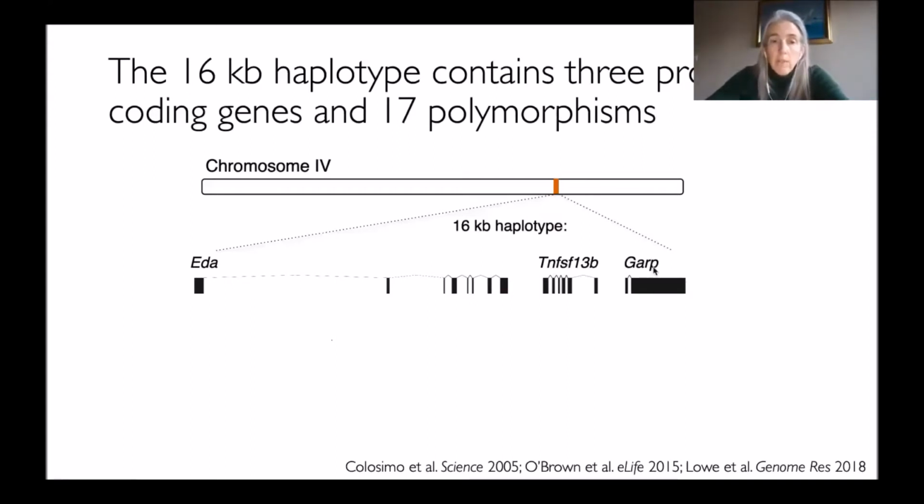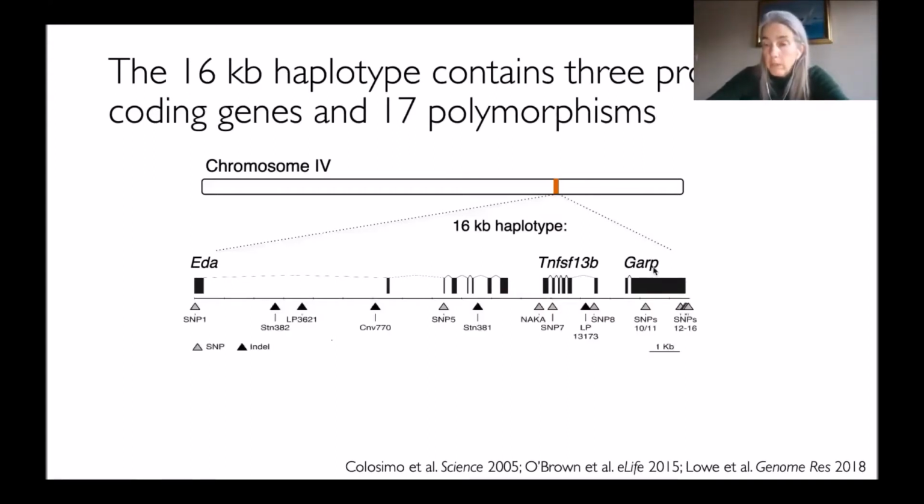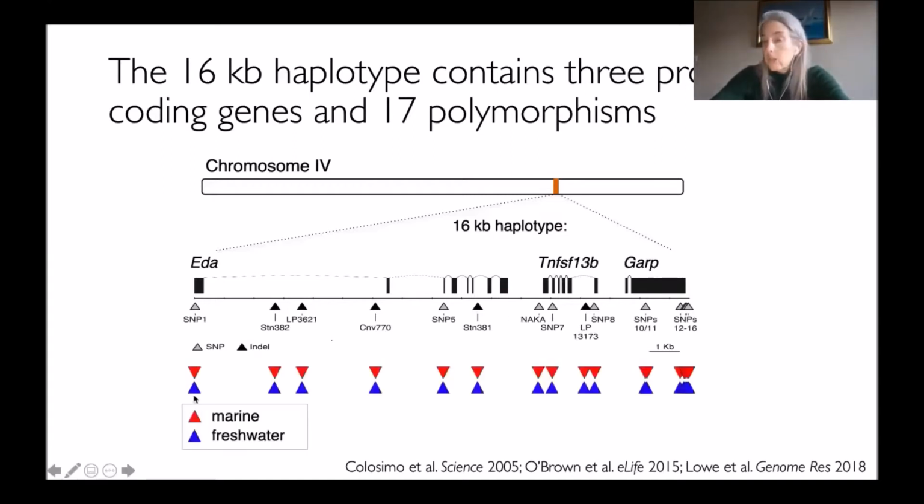There are also 17 fixed polymorphisms between marine and freshwater, both SNPs and small indels. So again, if we sequenced a marine fish from around the globe, we would find that it carried marine alleles across these 17 polymorphisms, whereas freshwater fish would have the alternative allele across this haplotype. We know a bunch about the function of at least one gene in this haplotype, EDA.